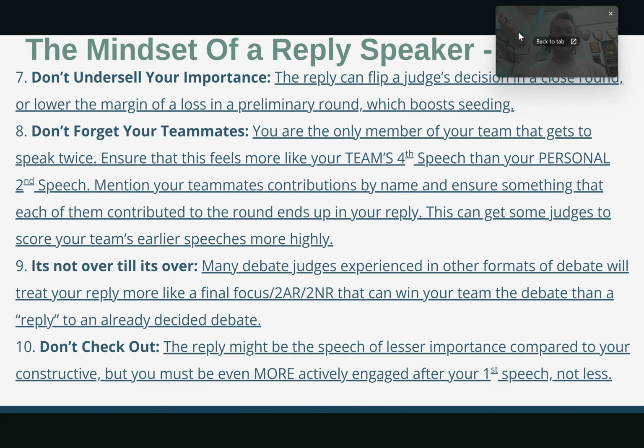Additionally, as part of your mindset, you should not undersell your performance. Don't think that your reply doesn't matter because it happens at the very end, because the debate was already over in your favor or their favor, or because it's worth half the points. The reply can flip a judge's decision in a close round, or it can make it so you lose by less or win by more, which will boost your team's overall point score, which boosts your seeding, maybe gets you a bye in the first elimination round, or makes you seeded against easier opponents in your break rounds.